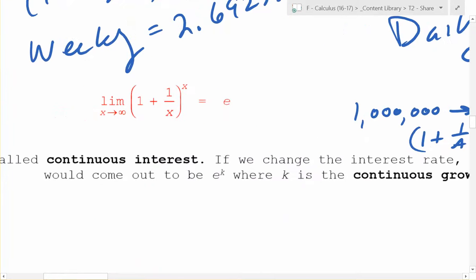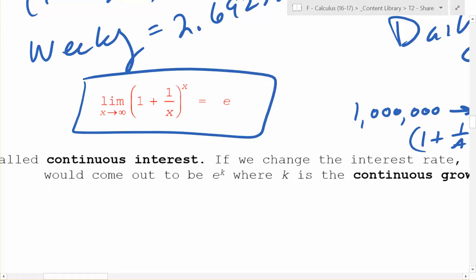E. This is actually one definition of E. So what's interesting is if you continuously compound $1 for 1 year at 100%, what are you going to get? You're going to get e dollars.